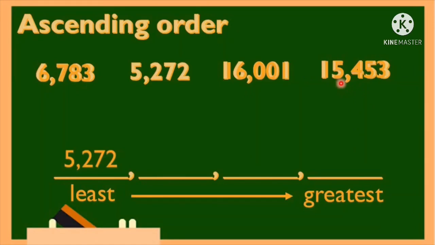So for that reason, they are not the same, correct? So we need to identify which is greater. And 6 is greater than 5. So therefore, 16,001 will be the greatest number.